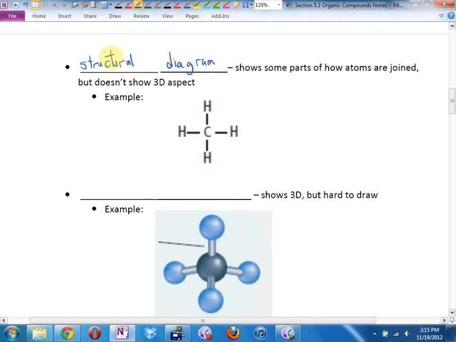Now, how many bonds does carbon need to make? 1, 2, 3, 4. So what we have here is hydrogen wants 2 electrons in its outer shell. It's supplying 1 and sharing 1 with carbon. This hydrogen is supplying 1 and sharing 1 with carbon. This hydrogen is supplying 1 electron and sharing 1 electron with carbon. This hydrogen is sharing 1 electron with carbon. Oh, and can you see how many electrons does carbon have now? All 8, it's happy.